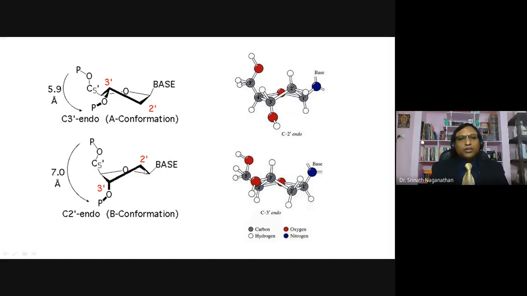In this one, since the 2' is a little up, the 3' is easy now. So with 7 Angstroms, the phosphodiester bond formation can take place easily and the backbone can be maintained. But here, the backbone formation goes a little away, so the distance is very high. This is what is observed in the ball and stick model.